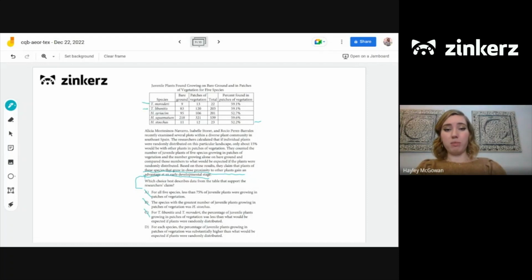So this does support the researchers' claim that growing in proximity does give these plants an advantage. So D seems to work. So D is going to be the right answer.